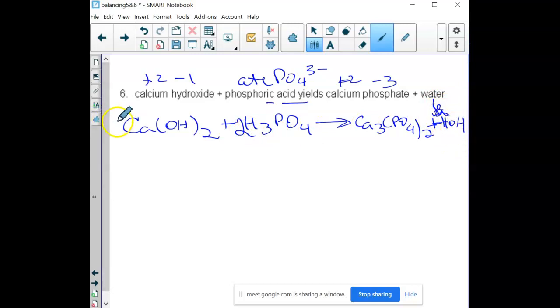So to get 6 OHs on the left, I'm going to put a 3 in front of calcium hydroxide. That gives me 3 calciums, and I already had 3 calciums, so now I'm going to double check. 3 calciums, 3 calciums, 6 OHs on the left, 6 OHs on the right, 6 H's on the left, 6 H's on the right, 2 PO4s on the left, 2 PO4s on the right, and we're balanced with a 3-2-1-6. Questions about number 6?